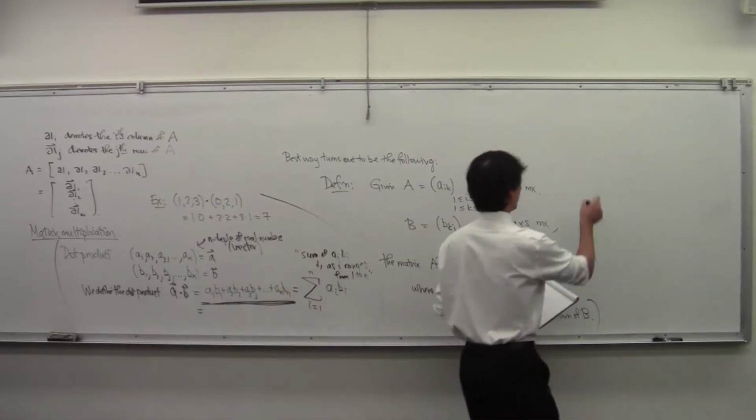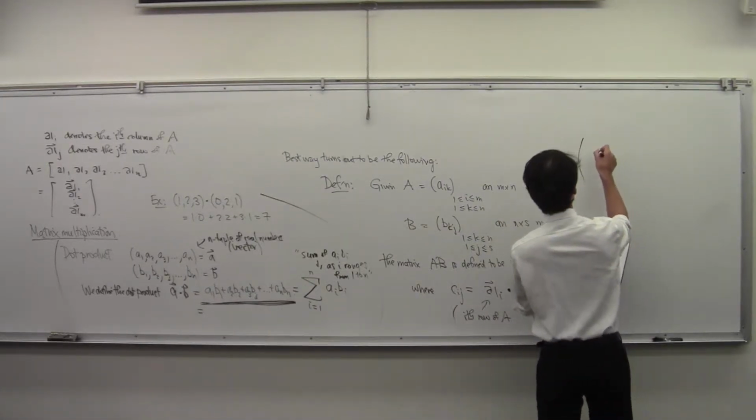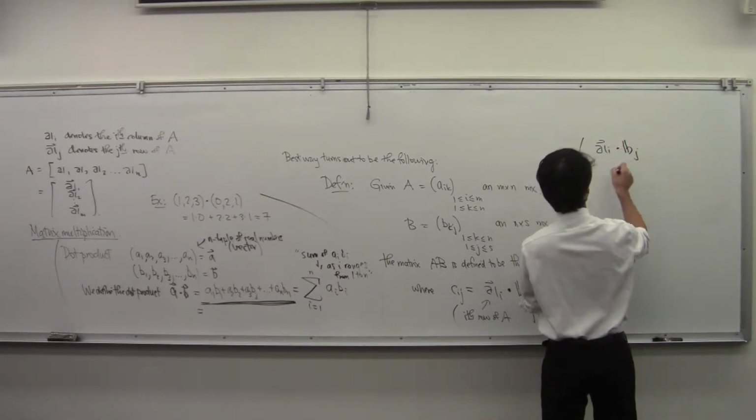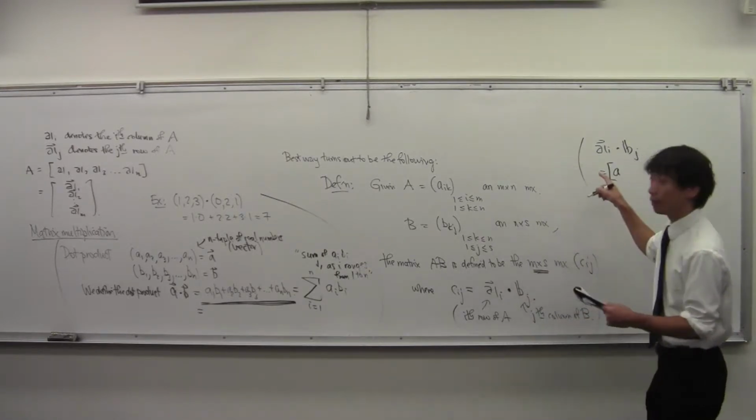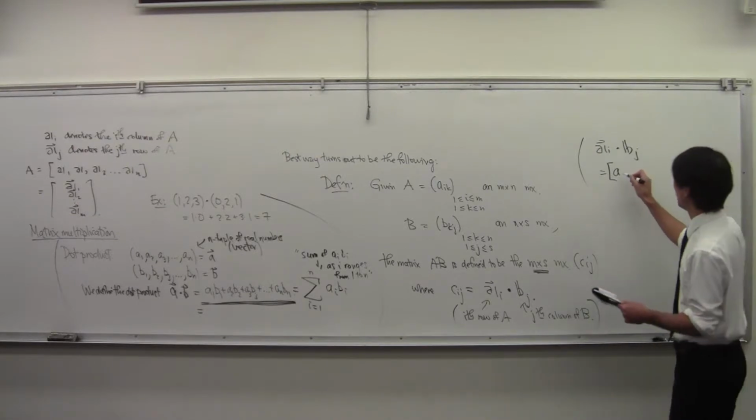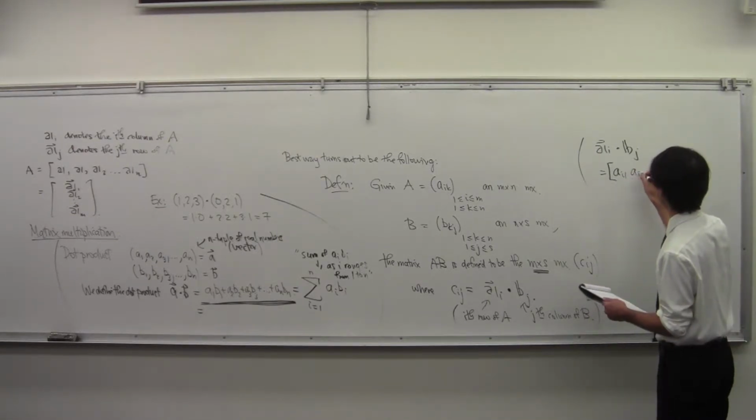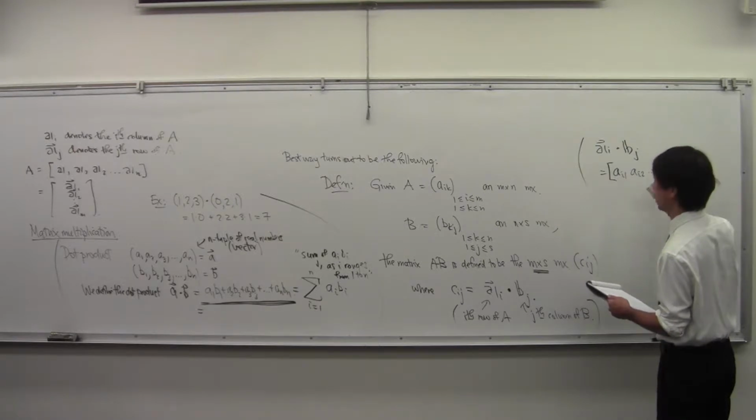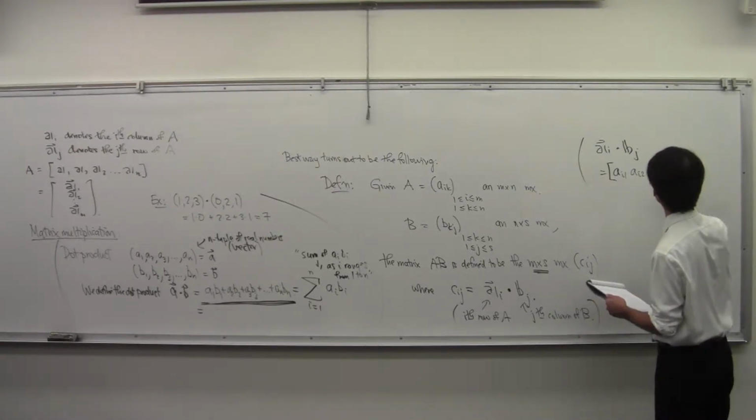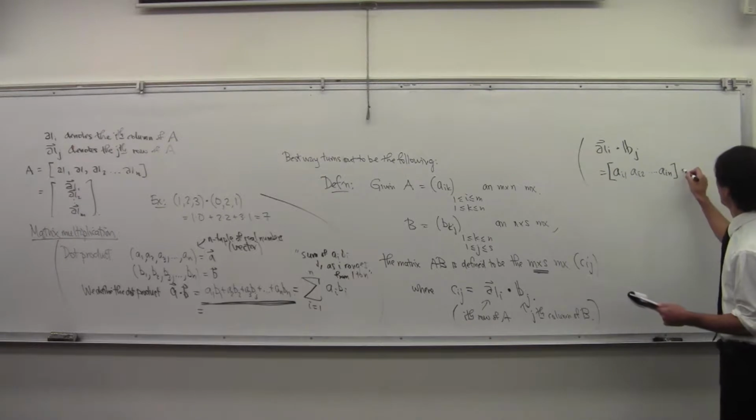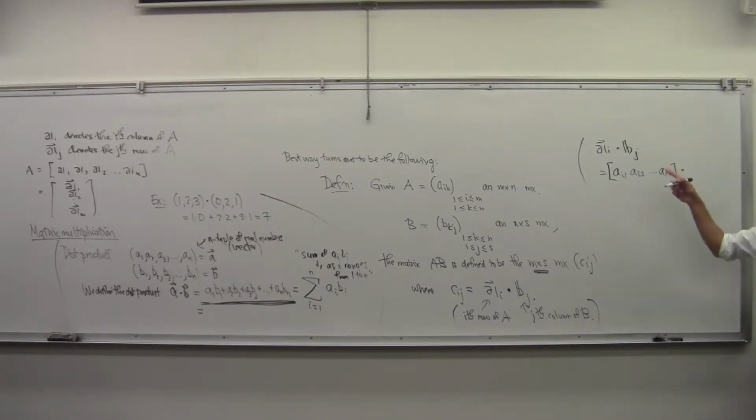Okay, just to remind you, A sub i dot B sub j is going to be the dot product of the ith row of A, so that's going to be A_i1, A_i2, ..., A_in, n columns, dotted against the jth row of B. Just for practice, I want you to write down what I'm going to write here.